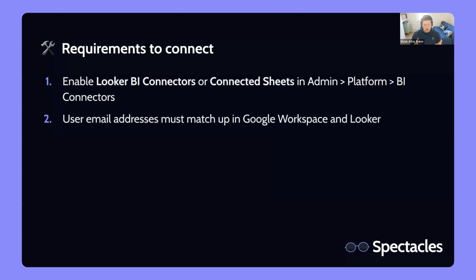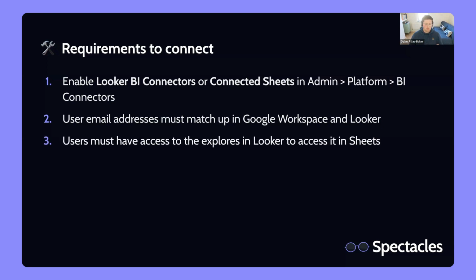Because of how the authentication works, user email addresses in Google Workspace, or where you're using Google Sheets, need to match up with the user email addresses in Looker. So if my Google email was dylan@spectacles.dev, but my Looker email was dylan.atlasbaker@spectacles.dev, that wouldn't work. There is a requirement here that the email addresses match up across those two systems. I imagine for most people in most organizations that is going to be the case, but it is something that they call out just because of how the authentication between the two tools works.